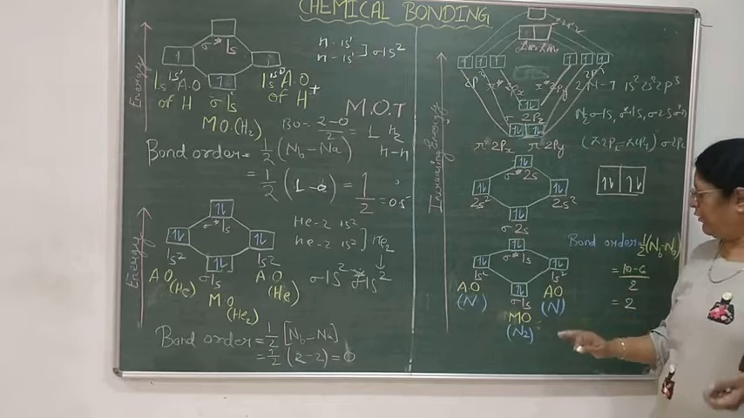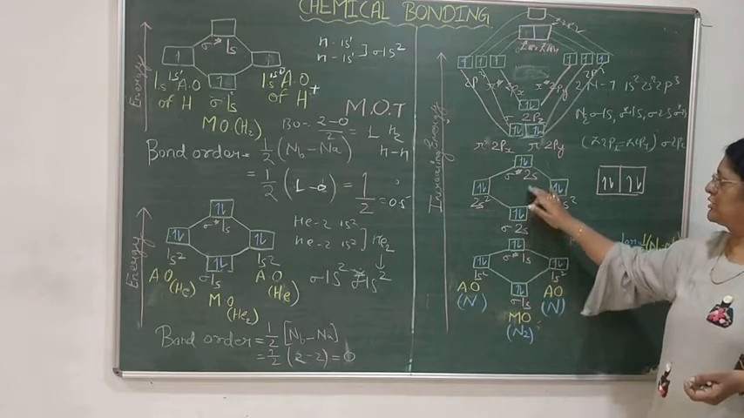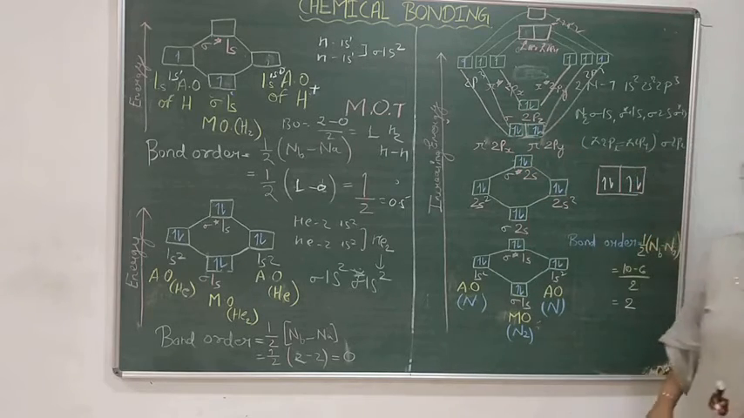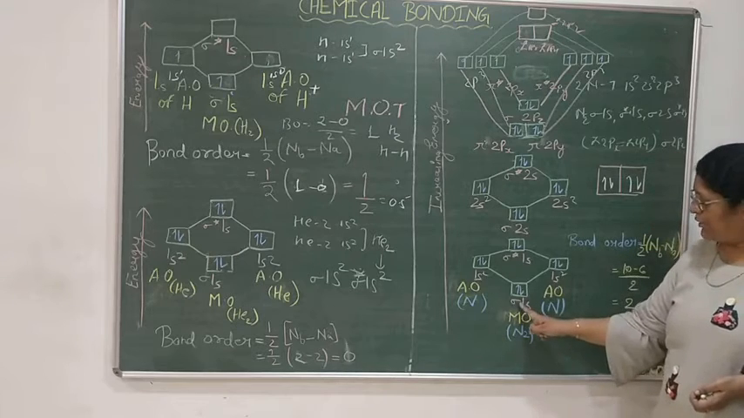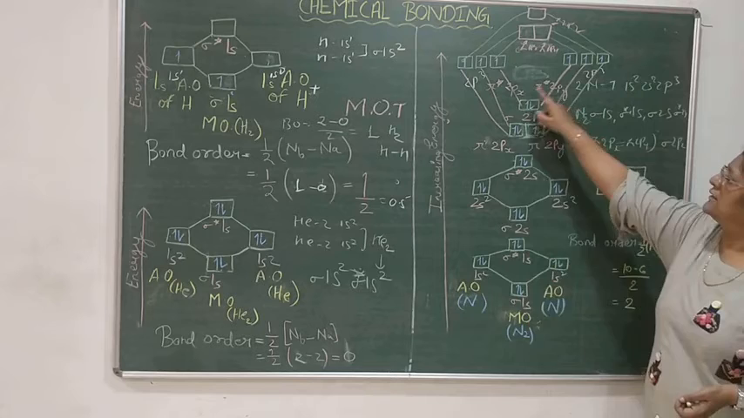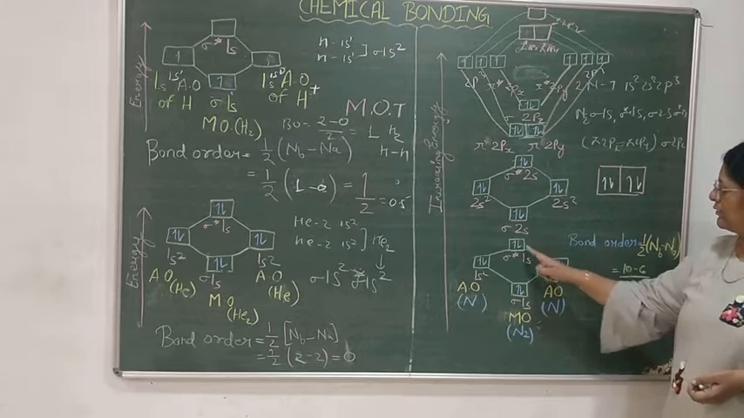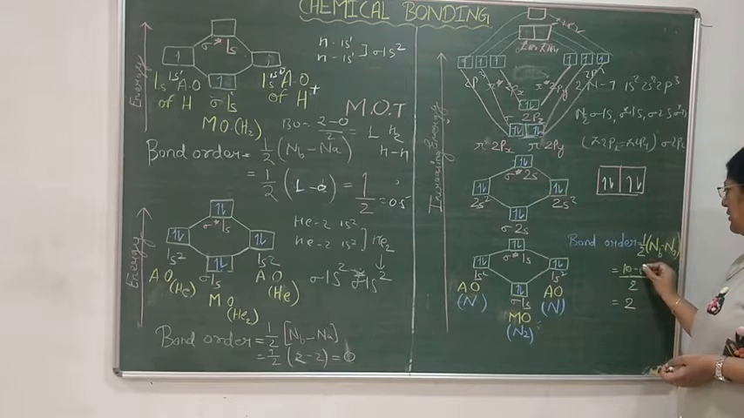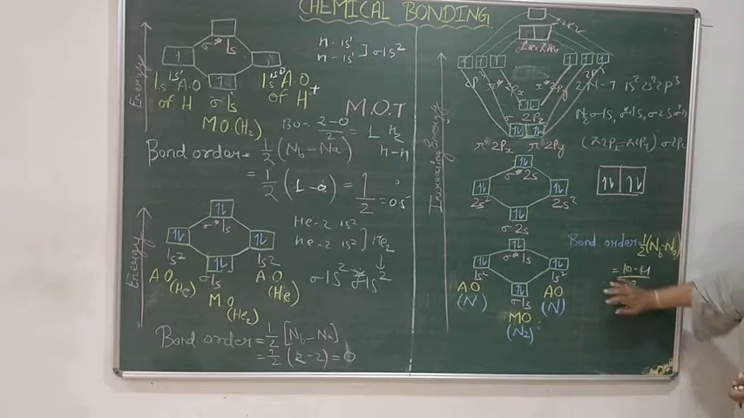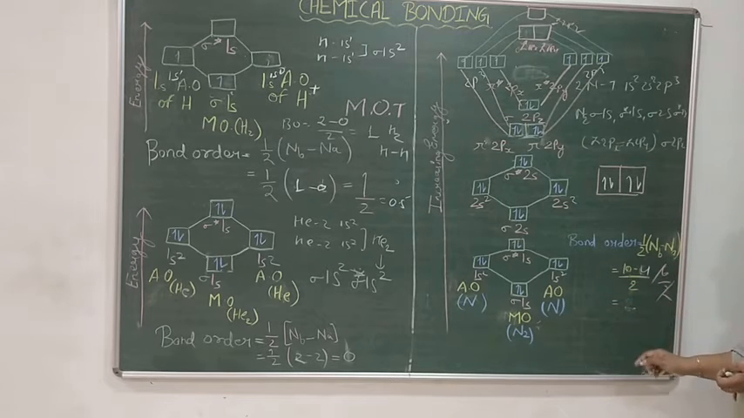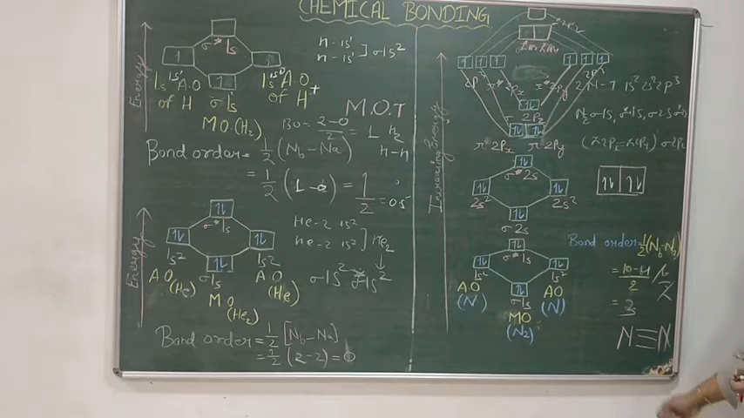Now we have completed all 14 electrons: 2 plus 2 is 4, plus 2 is 6, plus 2 is 8, 8 plus 2 is 10, 10 plus 4 is 14. We will count the bonding and anti-bonding electrons. Total bonding electrons are 10 and anti-bonding electrons are 2 plus 2, that is 4. If we divide the difference, 6 by 2, the bond order of nitrogen will be 3, and that's why it is N triple bond N.